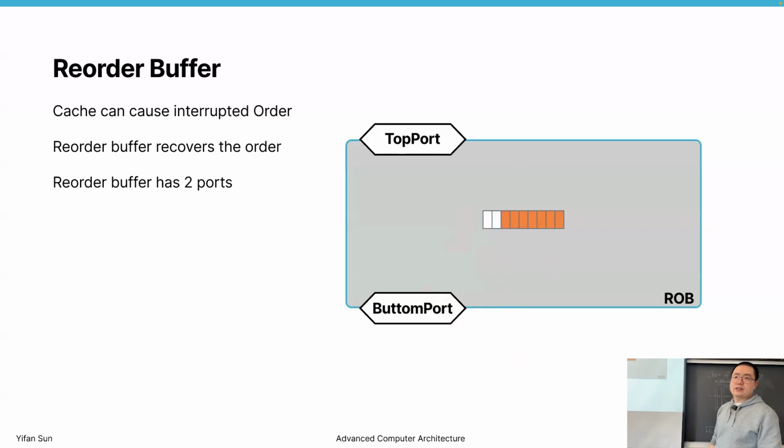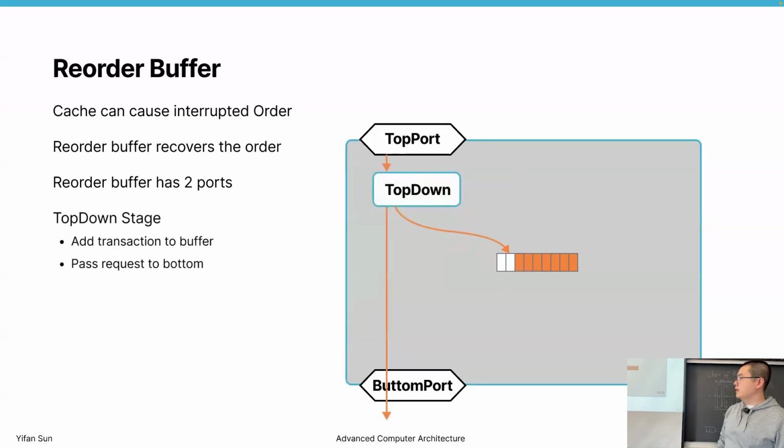These are the requests. So how it works is by having a few stages. We first have a top-down stage. Top-down takes a request from the top port and sends it. On one side, we send it through the bottom port. On the other side, we inject it into the buffer itself. Okay, top-down.